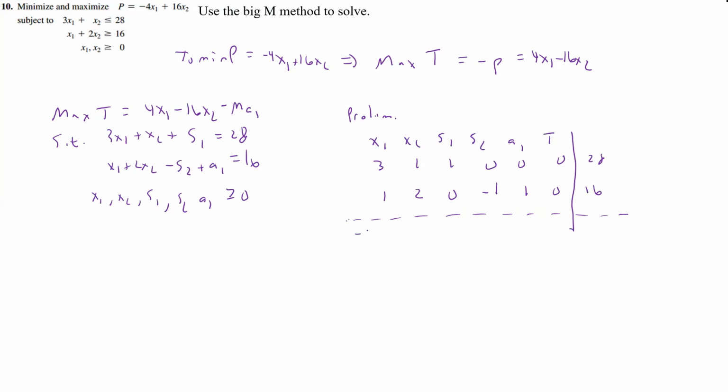And then we're going to take all those over to that side. And so we'll have what? A 4, and then we'll have a 16, and then we'll have a 0, a 0, then we'll have an M, and then we'll have a 1, and we'll have a 0. Okay, so that's our preliminary tableau.